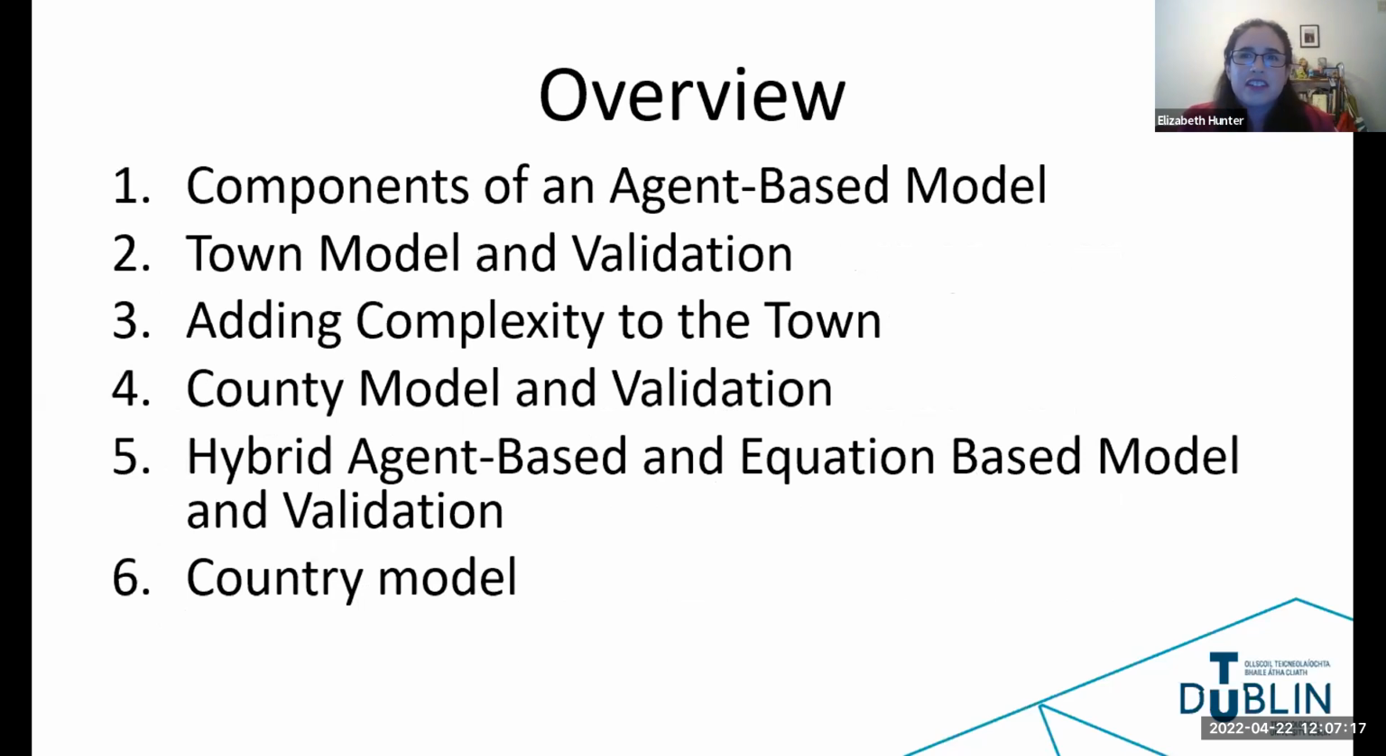And so, just an overview of how the talk is going to go. First, we'll go over the components of an agent-based model that we use in model building, then talk about our first model, which is a model for an Irish town, then adding complexity into that town, then move on to a county or regional level model that we created, and then our hybrid model, and finally the country-wide, all-Ireland model that we're running now.